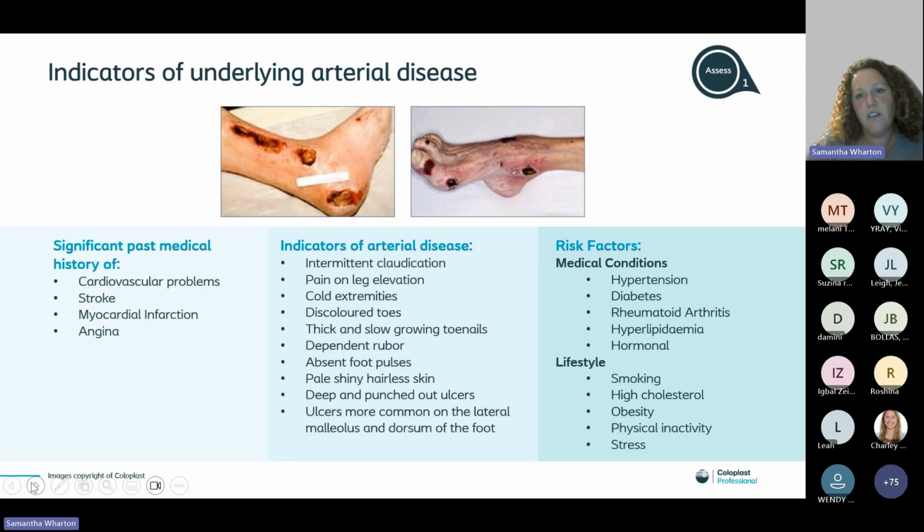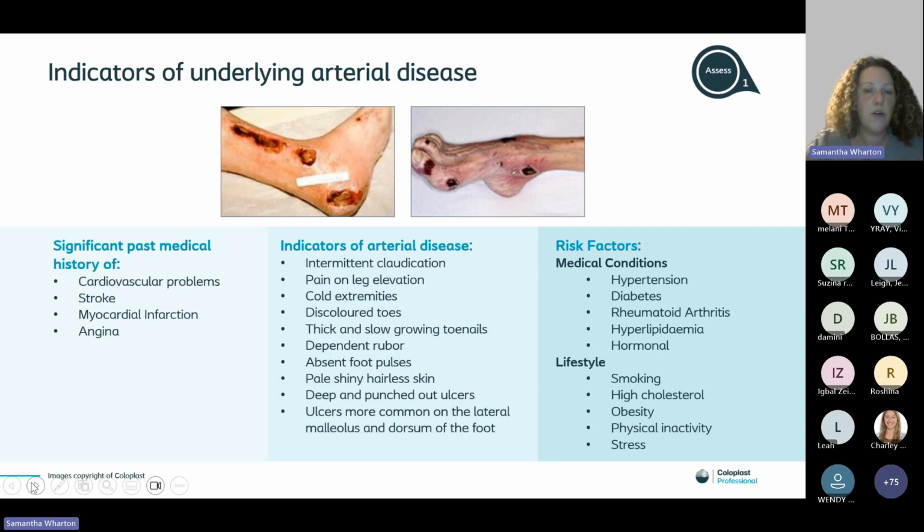That's often an indication of underlying arterial disease, because what's happening is while they're laying flat in the bed, the blood can't get down because it hasn't got gravity helping it. When they put their legs over the side of the bed, gravity's helping them, and that pain in the lower leg goes. Extremities of cold, so their feet will often be very cold, again, because that blood's not getting down there. They'll have discoloured toes, thick and slow growing toenails, dependent rubor, so the leg will stay very, very red when the gravity's helping the blood get down. So that's another indication.